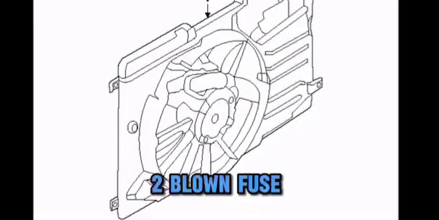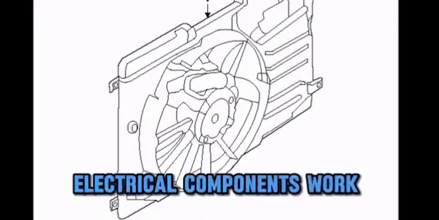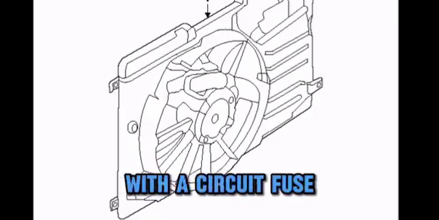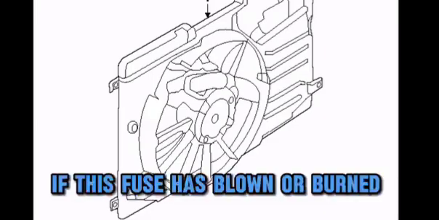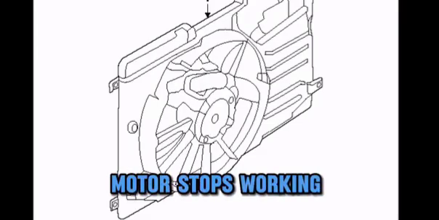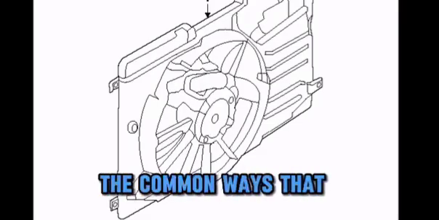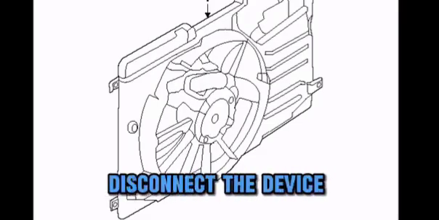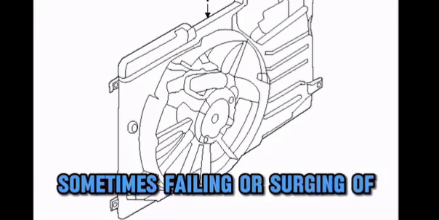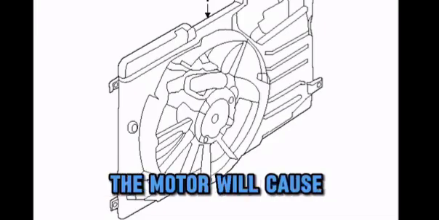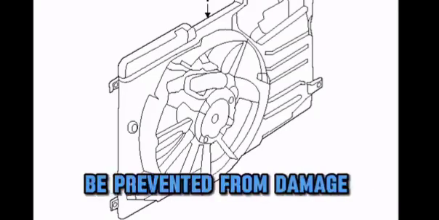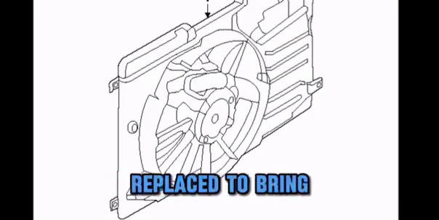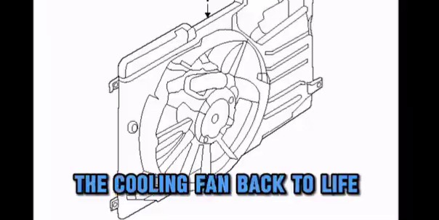2. Blown fuse. Most vehicle electrical components work with a circuit fuse, which a cooling fan is among. If this fuse has blown or burned, the cooling fan motor stops working, which is one of the common ways that disconnect the device. Sometimes, failing or surging of the motor will cause the fuse to blow, so that other components will be prevented from damage. The fuse must be replaced to bring the cooling fan back to life.